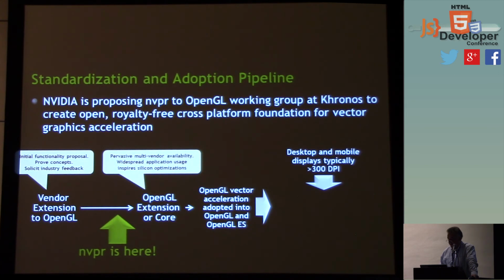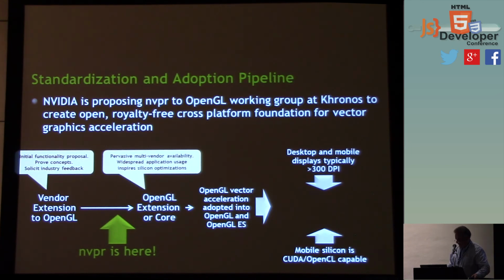And then, we have these high-density screens, and the mobile silicon node is coming up to be capable of running this extension, so we can get really pervasive vector acceleration across desktop and mobile devices. The time is right for this to happen.